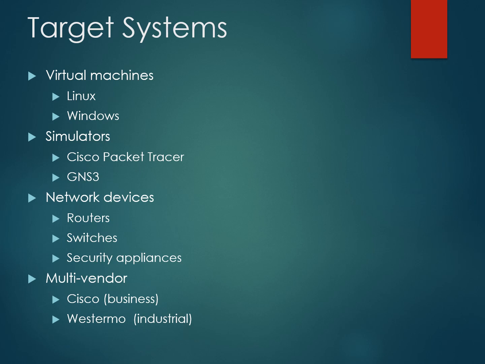So the target systems that we often use for teaching networking and security would be virtual machines. So we might use the Linux operating systems, Windows. We might use simulators such as Cisco Packet Tracer or GNS3. And we might use network devices. They might be simulated or they might be real equipment. That will be routers, switches and security appliances. And it will be multi-vendor as well. So we might be using Cisco equipment, or we might be using industrial network equipment from companies such as Westermo.